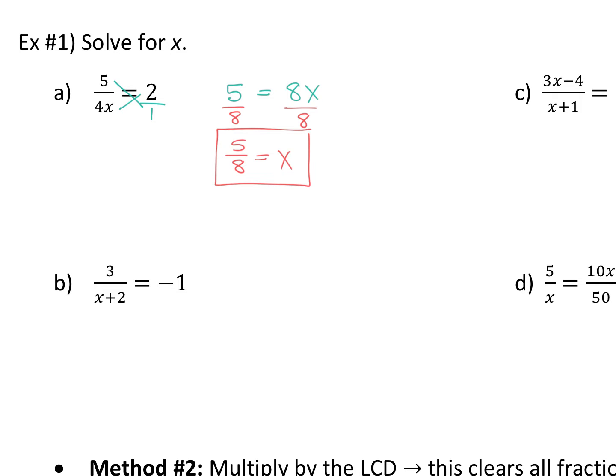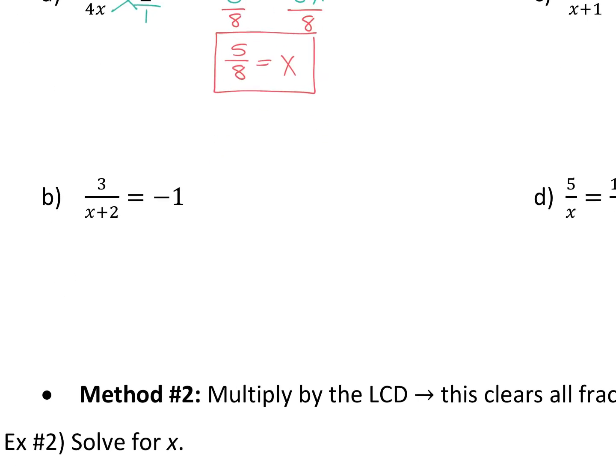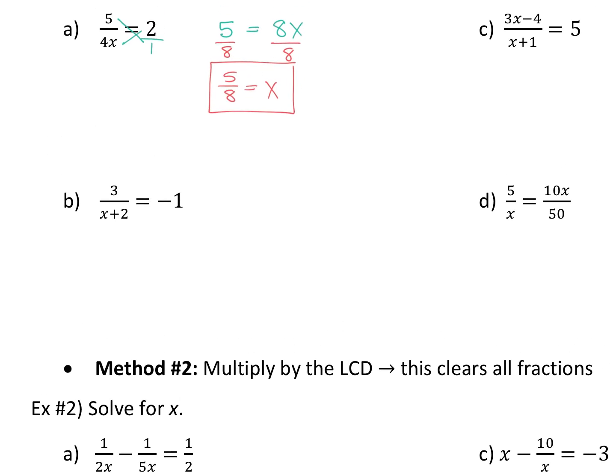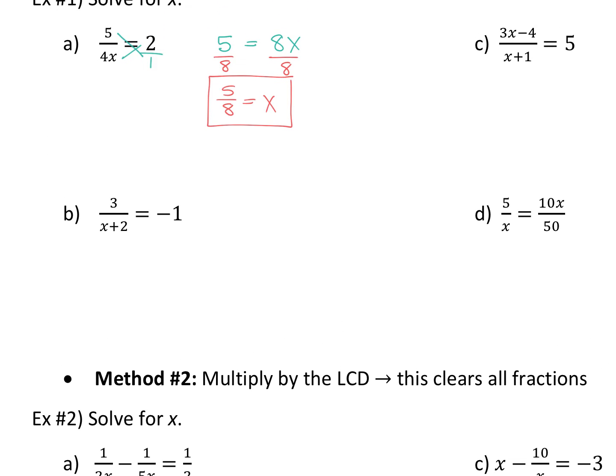All right, look at letter B. How are you going to do that? Do you have 2 fractions? No, but you can make 2 fractions, right? Put it over 1. Now we cross multiply. 3 times -1 equals -1 times x plus 2, right? We're just cross multiplying. Don't forget the parentheses when you cross multiply.